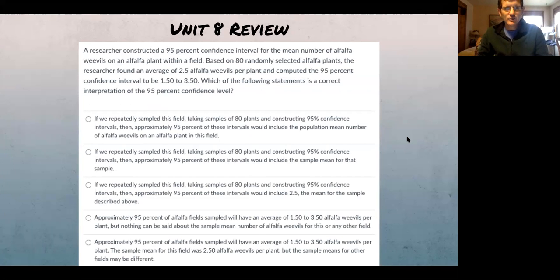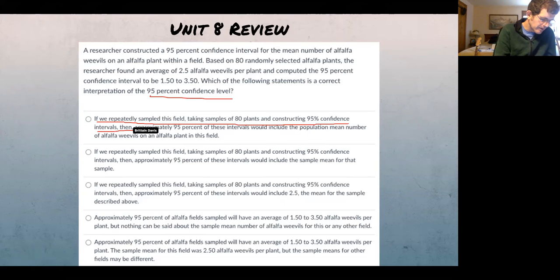So this is a question where they're asking us to interpret a confidence level. And now this is what I was talking about earlier, where with confidence levels, the interpretation is that if we repeatedly sampled, we would expect 95%, or we're confident that 95% of our confidence intervals would capture the true mean, the true population mean. So I like this way that it started off. If we repeatedly sampled this field, taking samples of 80 plants and constructing 95% confidence intervals, then, and so I like that beginning, so I'm going to cross these two off because those do something different.